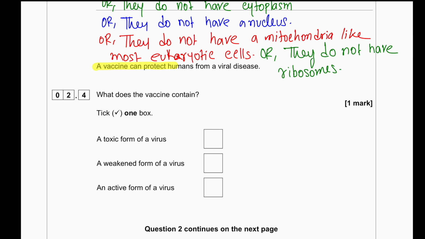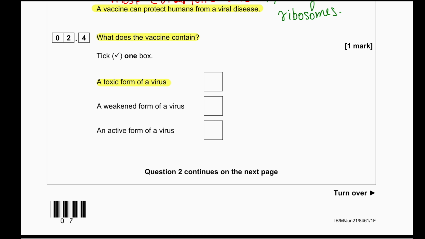A vaccine can protect humans from a viral disease. What does the vaccine contain? A toxic form of a virus. A vaccine never contains a toxic form of a virus because otherwise it will damage the host. So, it contains a weakened form of the virus.